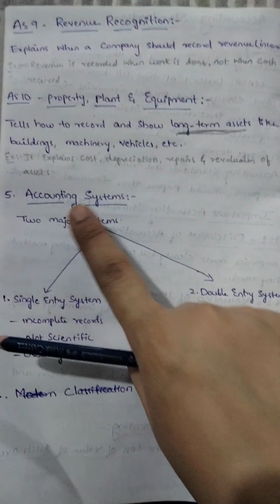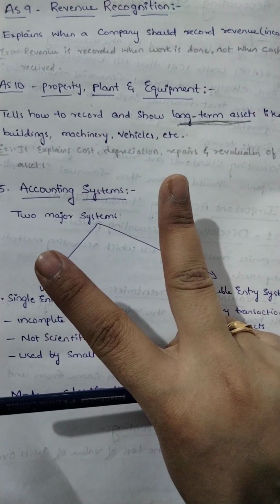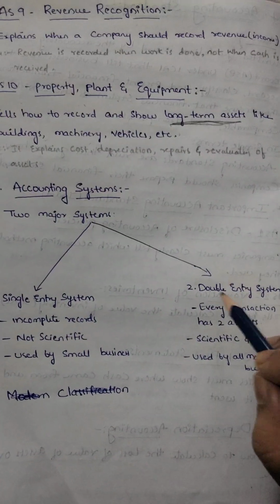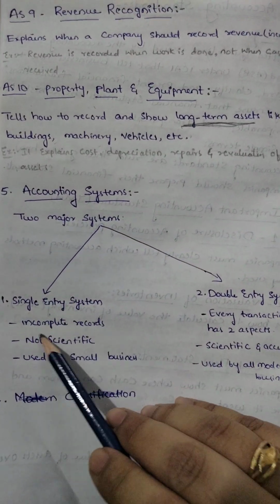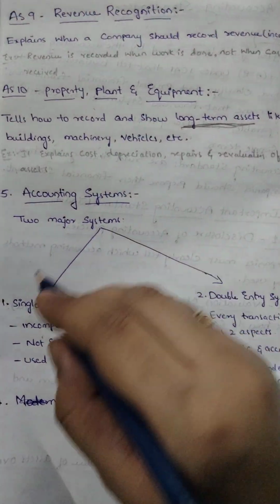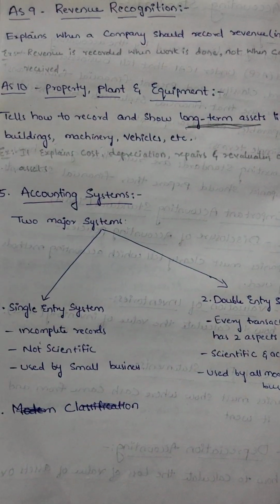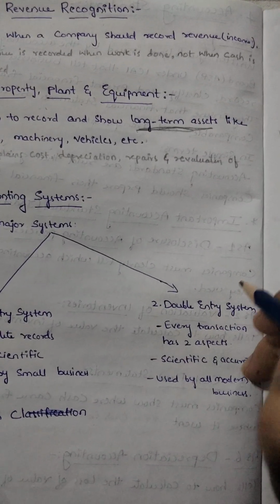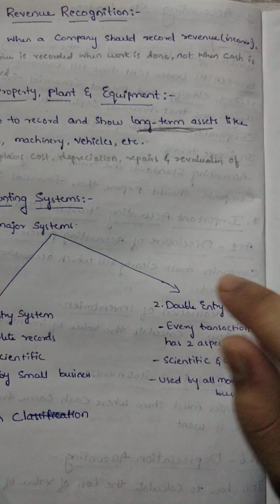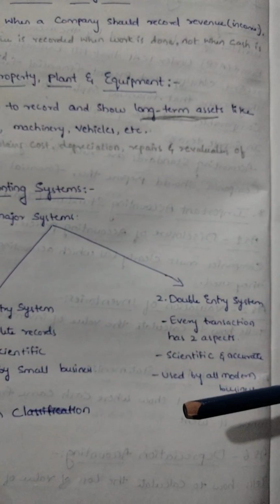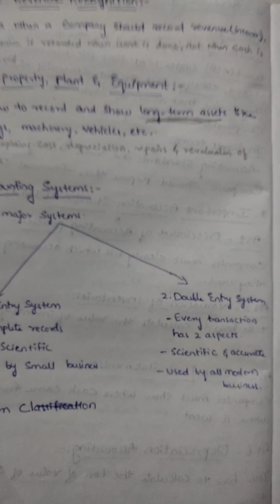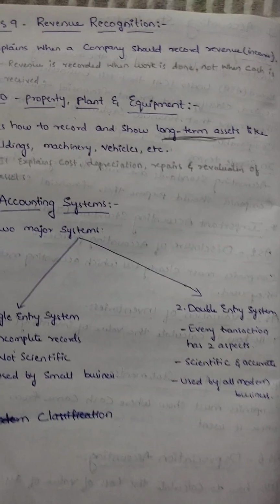And the next one is accounting system. There are two major accounting systems. One is single entry system and the second one is the double entry system. Single entry system means it is an incomplete record. There is no scientific data, and this is especially used by small businesses. And the double entry system means every transaction has two aspects, that is debit aspect and credit aspect. So it is a scientific and accurate way, and it is used by all modern businesses. Okay, so it's called a double entry system.